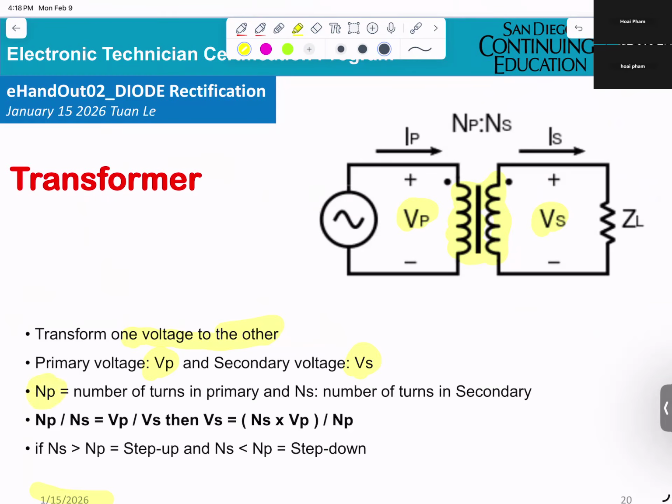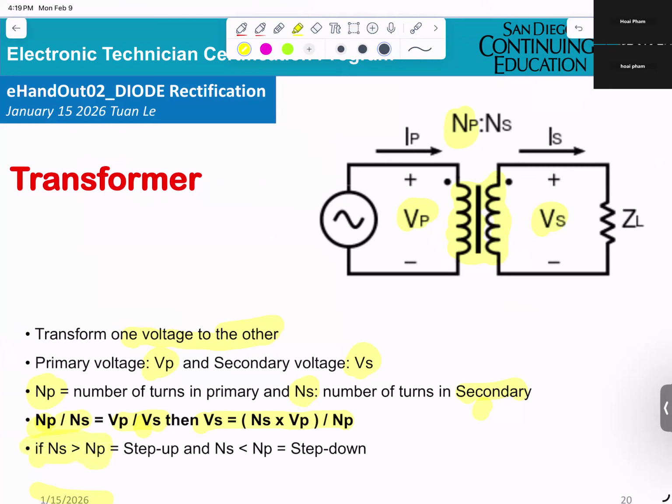NP is the number of turns in the primary, and NS is the number of turns in the secondary. That is how many turns they make in the transformer. You get the formula NP over NS equals VP over VS. Then you can calculate VS equals NS times VP divided by NP.